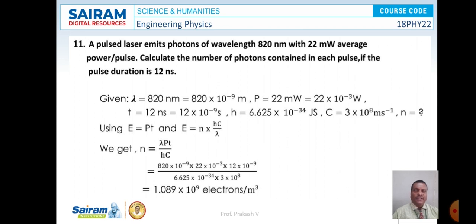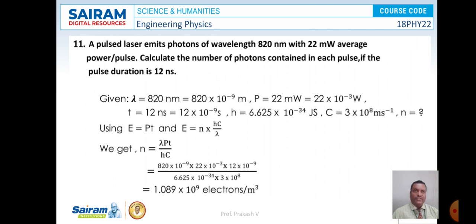A pulsed laser emits photons of wavelength 820 nanometer with 22 milliwatts average power per pulse. Calculate the number of photons contained in each pulse if the pulse duration is 12 nanoseconds. So lambda is 820 nanometer, P is 22 milliwatts, t is 12 nanoseconds, h is 6.625 into 10 to the power minus 34 joule second, and c is 3 into 10 to the power 8 meter per second. So what is the value of N? That is the number of photons contained in each pulse.